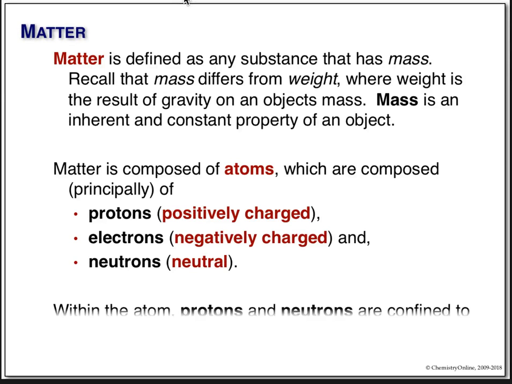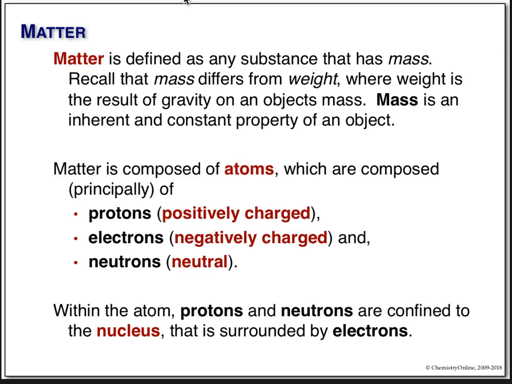It all starts with matter. Matter is any substance that has a mass. Remember, mass is an inherent constant property of an object, different than the concept of weight, which has to do with gravity. Matter is composed of atoms. Atoms are composed principally of protons, electrons, and neutrons.